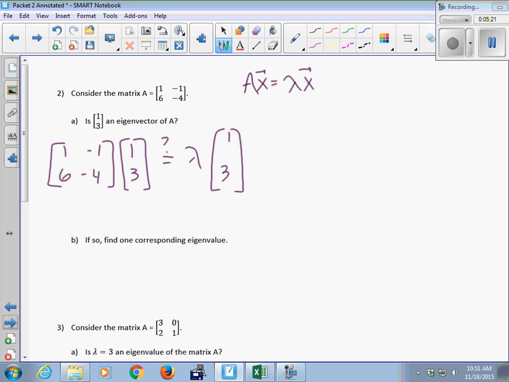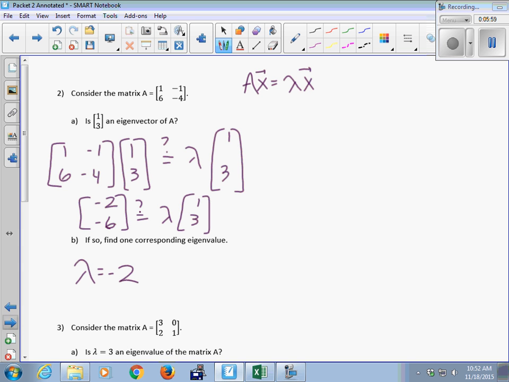So yeah, if I do this multiplication, you could do it in your calculator, or you can just do row times column. 1 times 1 plus -1 times 3 is -2. And 6 times 1 plus -4 times 3 is -6. Is -2, -6 equal to a constant times 1, 3? Absolutely, yes. Lambda would be what? -2. That's the answer to part B. The corresponding eigenvalue for that eigenvector is -2.